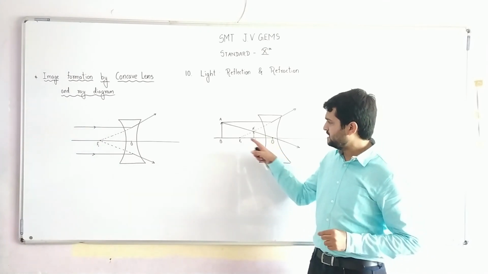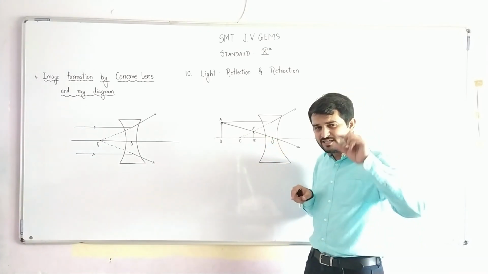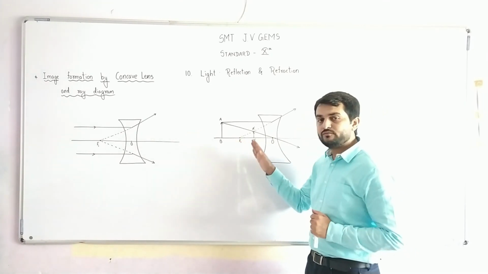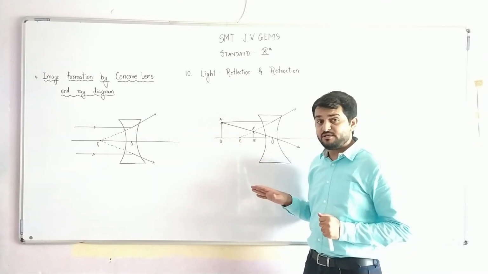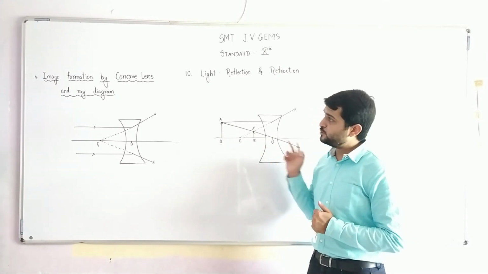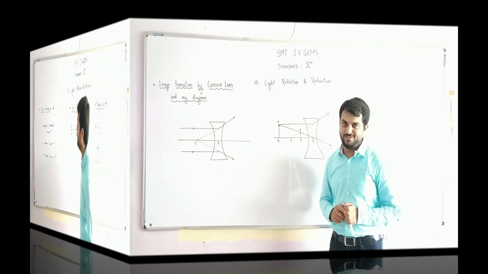Now, as you can see over here, it is diminished in size. You can take this object anywhere, you will get the same result of the image. It will always form between F1 and O. So, these were two cases of concave lens.